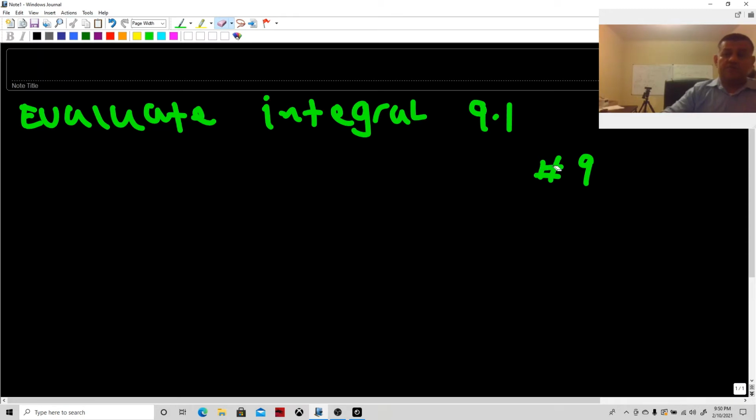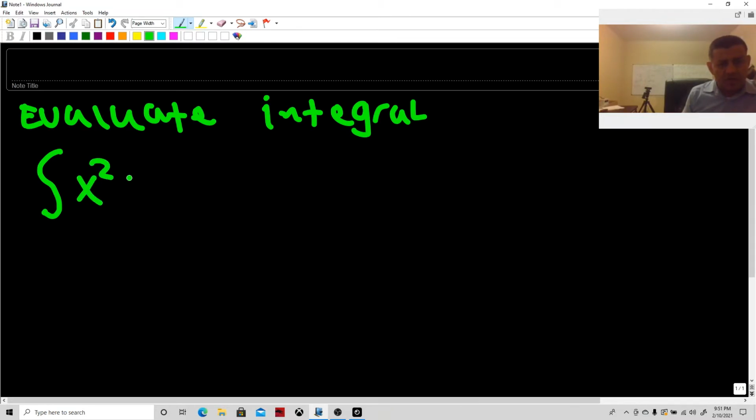Okay, so let me just clear that because I need that room. So we evaluate the integral, right? And the integral is as follows. It says integral of x squared cosine x, and of course dx, right?